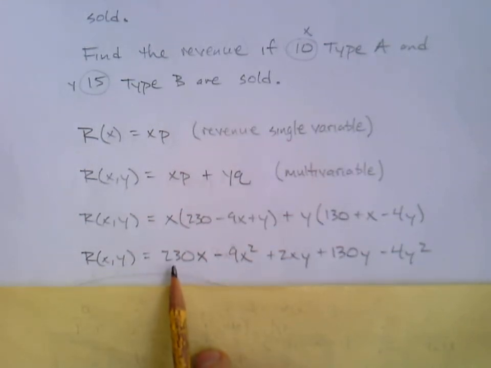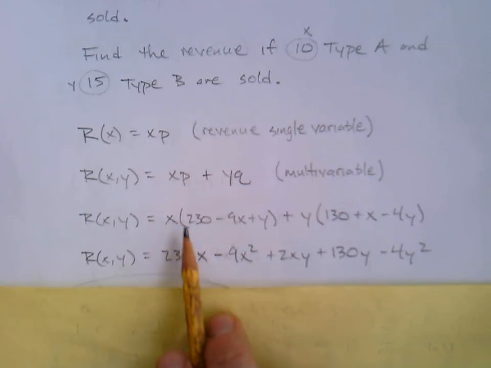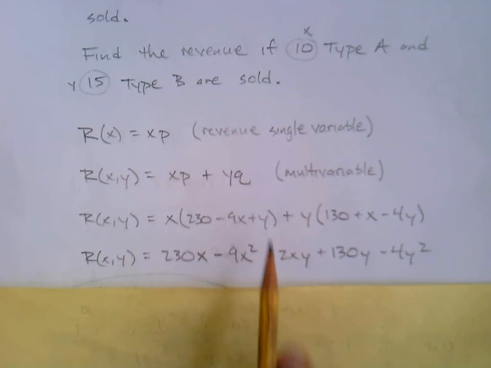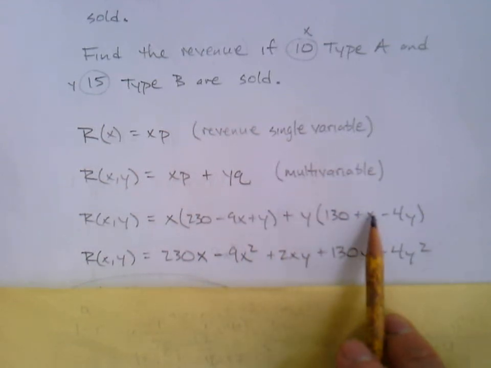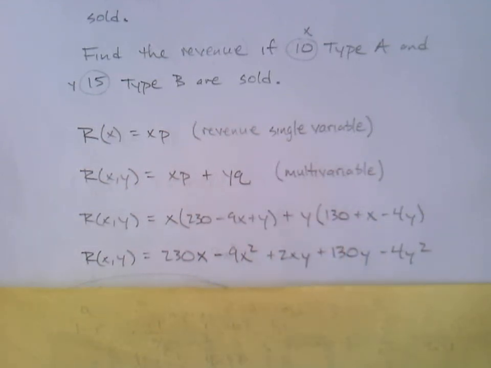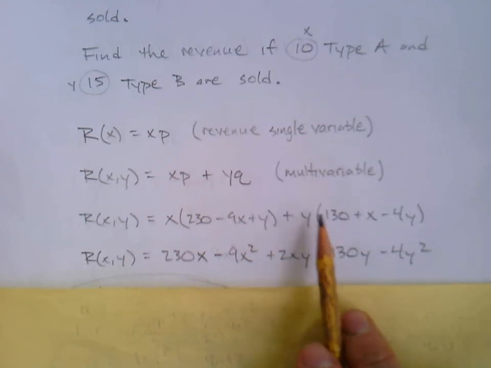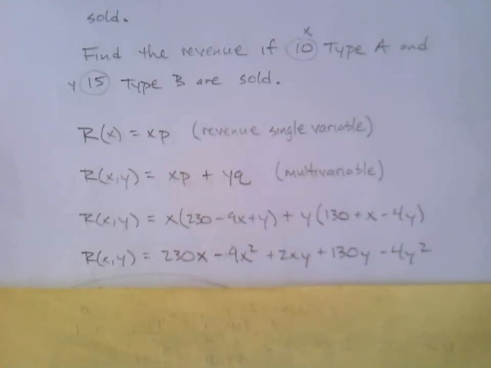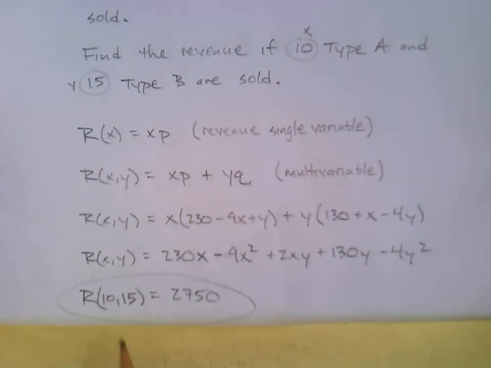Okay, so let's see, x times 230, minus 9x squared, plus xy. Then you notice we have another x times y here, so plus 2xy. Y times 130 minus 4y squared. And at this point, we can plug in our 10 and our 15. And I just went for it. X equals 10, y equals 15 will give you 2,750. That is the total revenue from sales of type A and type B bicycles.